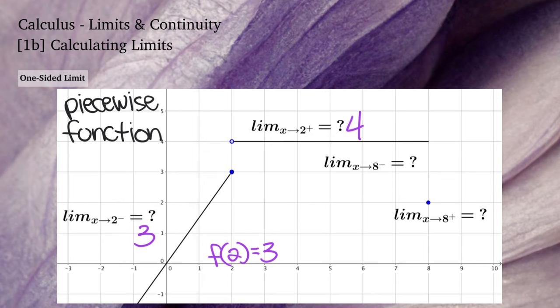This particular limit can be tricky for students because the function jumps at x equals 2. Remember, the function is defined at x equals 2. f of 2 equals 3.